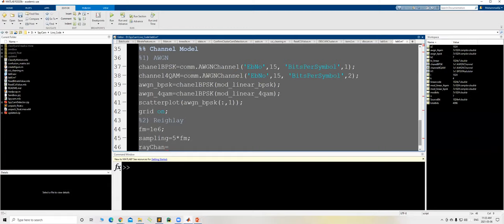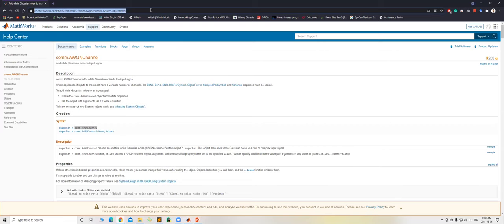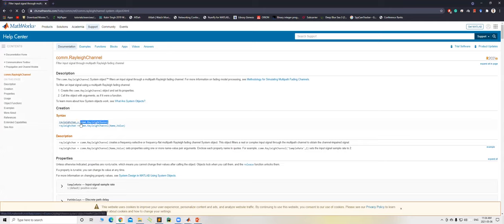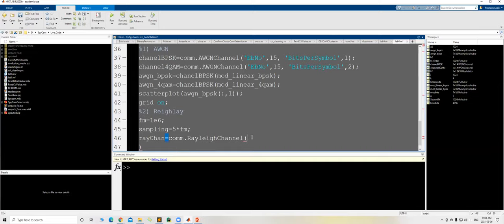If I want to use the relay channel in MATLAB, I can simply search it like that, MATLAB channel. And maybe, yeah, this one. So I can use it like that. I already have the relay channel model, but here I have to put a lot of input arguments. Let's start with input argument number 1. The first one is the sampling rate. This is the sampling rate.